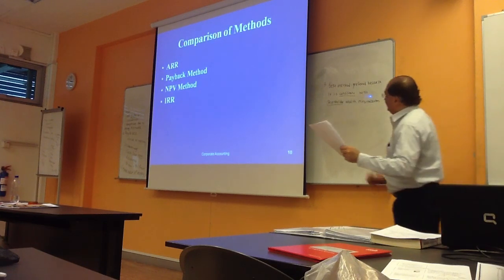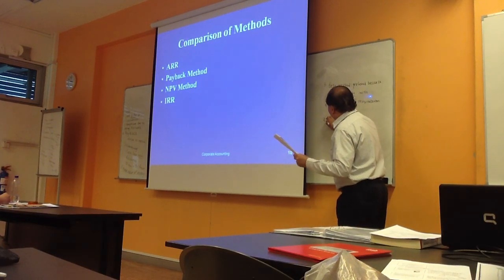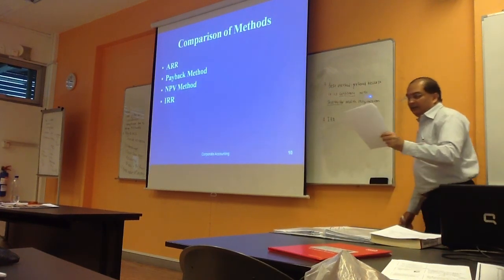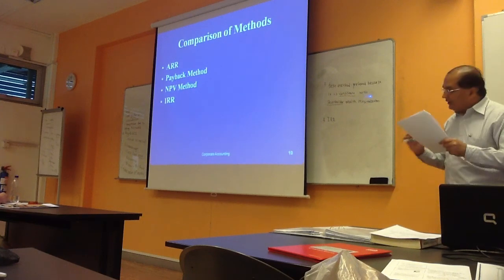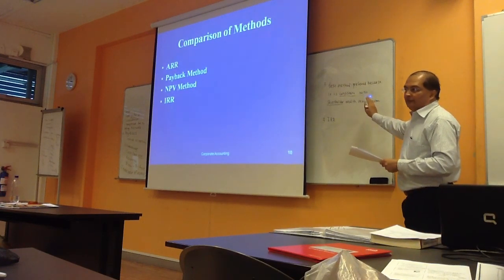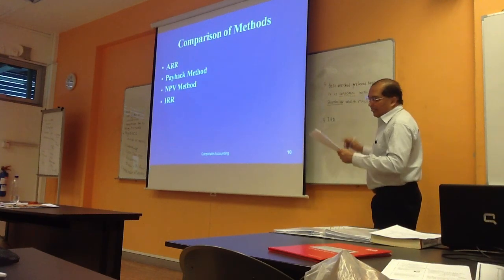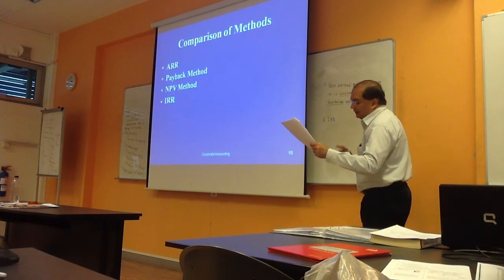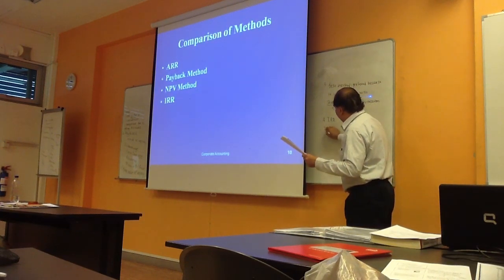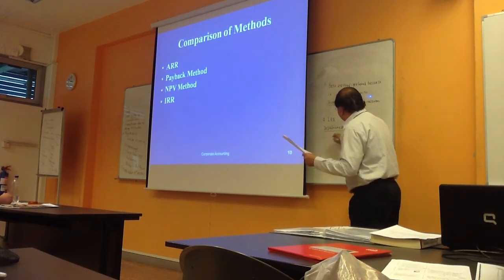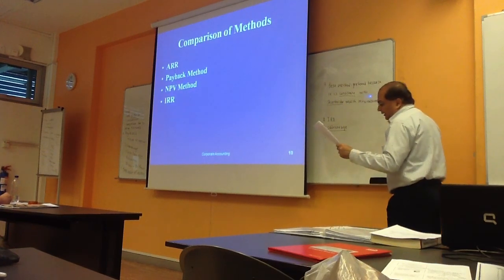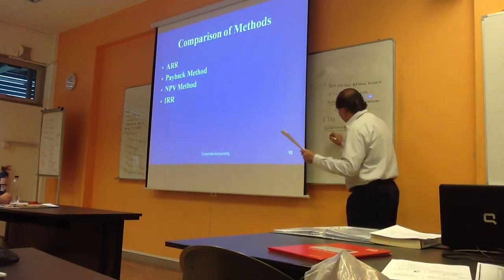And the fourth method is IRR, internal rate of return. The internal rate of return is quite similar to NPV. In other words, it will also give you good results, but the IRR has a big disadvantage. One of the biggest disadvantages of the IRR is that the IRR is not suitable.